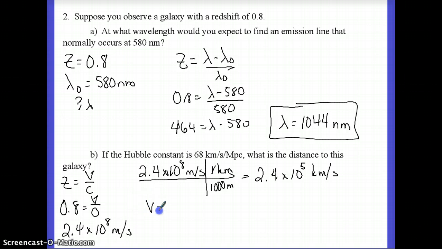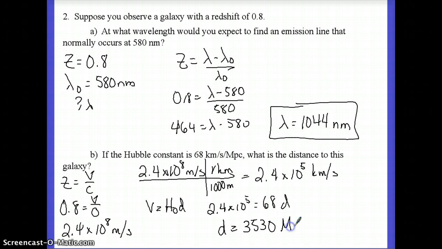And now I can use v is equal to H naught d, and get a distance of 3,530 megaparsecs. Again, it's megaparsecs because the units that I used for the Hubble constant have megaparsecs. Whatever those units are right there, that's the unit of your distance.